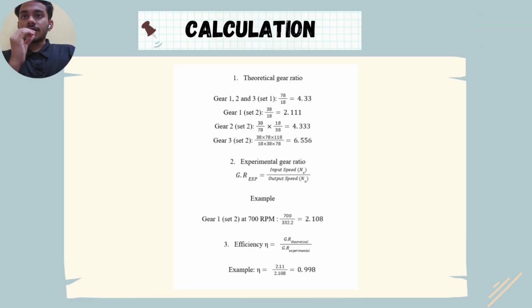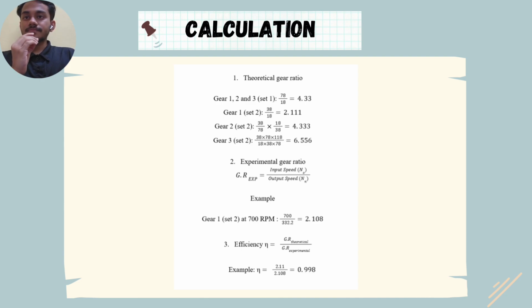Okay, so for the calculation, first we need to calculate the theoretical gear ratio. For the first set, where all the gears have the same number of teeth, we can just divide the second number of teeth by the first. So 78 divided by 18, we get 4.33, and it's the same for all of the gears.